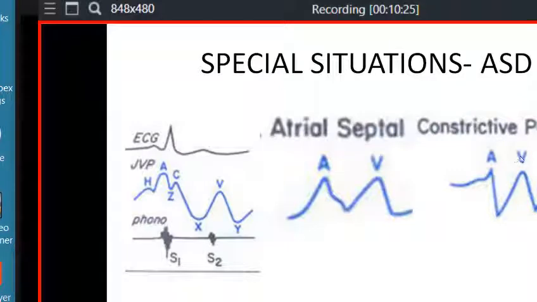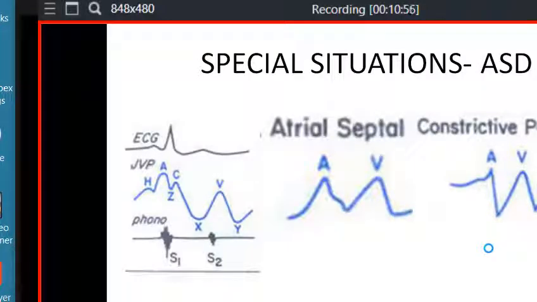Whereas in constrictive pericarditis, you also get large waves, but the descents are very sharp. Here the pressure is definitely much more than in an ASD, and you are able to perceive the descents more than the waves, more than the ascents actually. So this is the difference. Here in constrictive pericarditis, you will see that it is more of a descent, whereas in ASDs, you nicely see the positive waves.